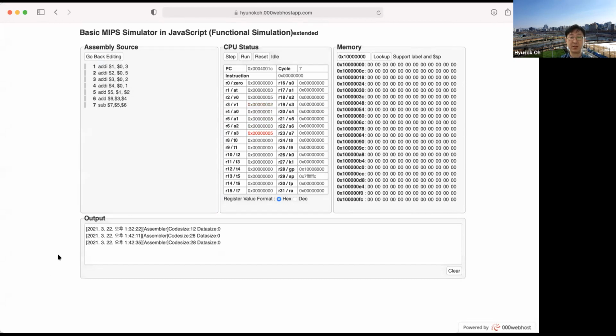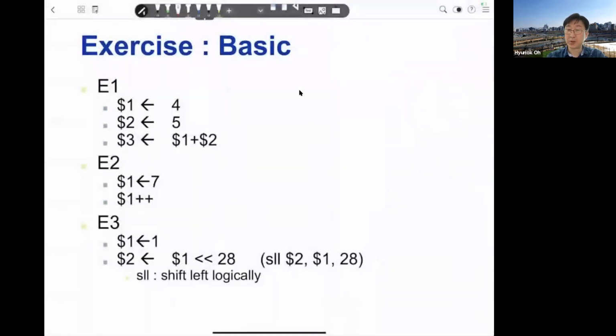If you are completing, please write down your answer in the chat. Okay, so then let's look at some examples. There are two exercises. The last one we didn't learn about yet. So can you do exercise 1 and exercise 2 now?